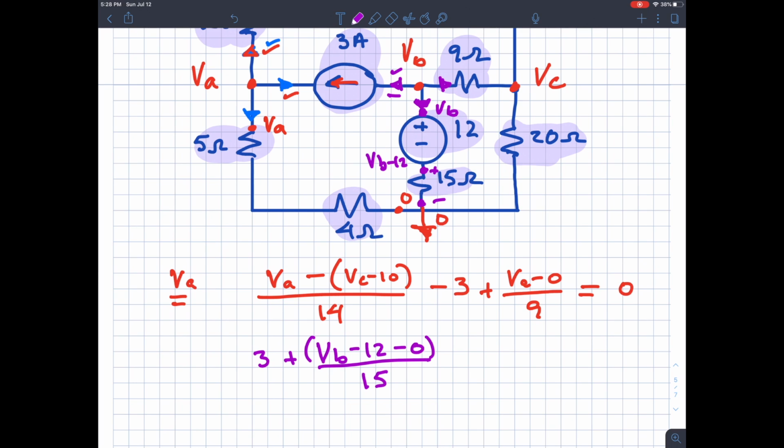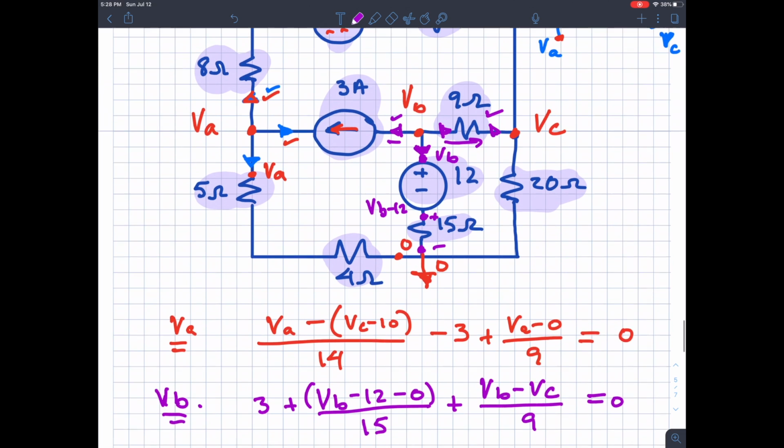Now the current coming across at node VB, that's right here. I see here's VB on one side of the resistor, VC is on the other, so it would be VB minus VC. The B's first because I'm going in this direction. Divide by 9 equals 0. There's the node equation at VB. You can see these are very systematic things to do.